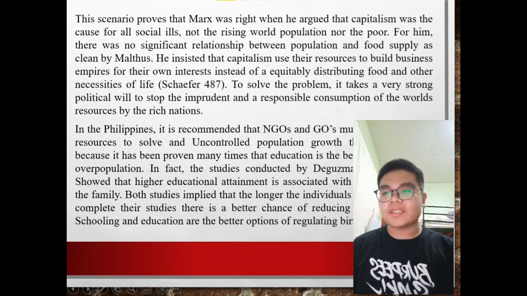In the Philippines, it is recommended that NGOs and GOs join forces and resources to solve uncontrolled population growth through education, because it has been proven many times that education is the best weapon to fight overpopulation. In fact, the studies conducted by De Guzman and Dr. Barrow show that higher educational attainment is associated with fewer children in the family. Both studies imply that the longer an individual stays in school to complete their studies, the better the chance of reducing population. Schooling and education are the better option for regulating births.